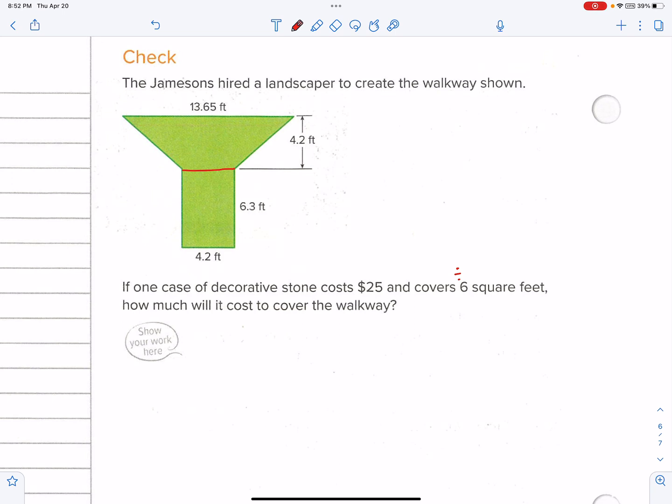Each of those 6 square feet is a case of stones. So we need to figure out what the cost is for all of those. So you have an extra step here. Go ahead and pause. You can try it out and then unpause and check and follow along, or just follow along. Or you can pause it and scroll through and check your work.